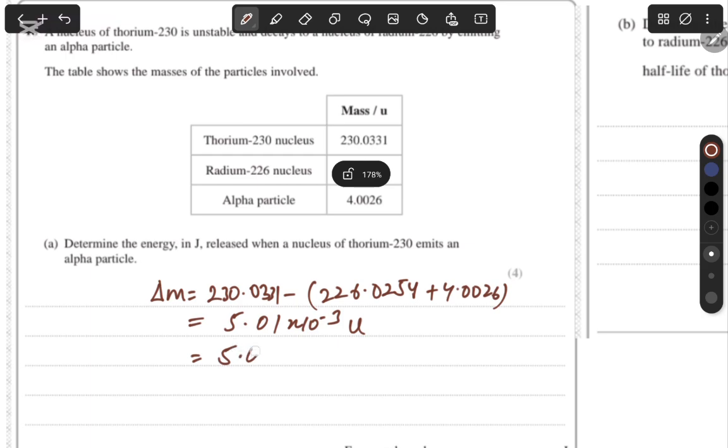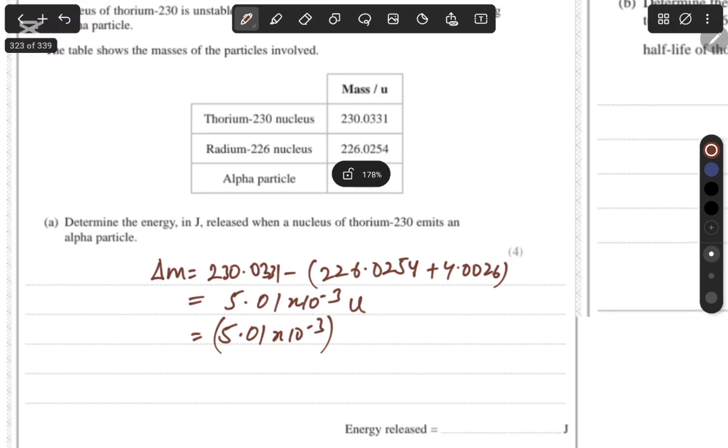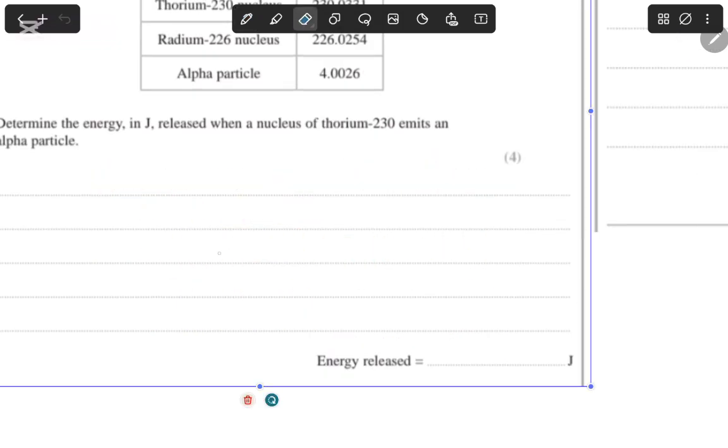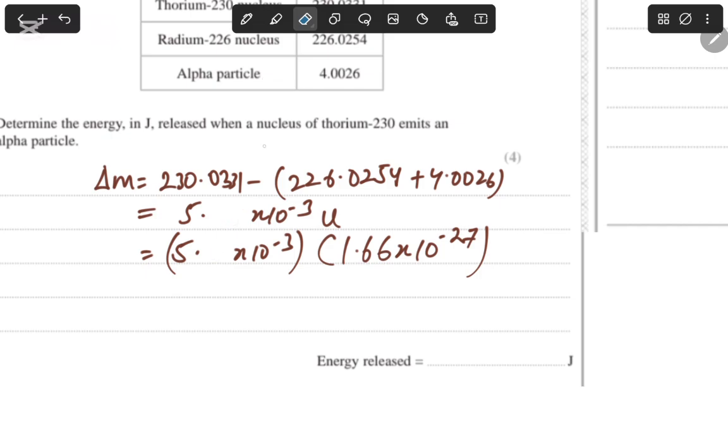Now we know U is the atomic mass unit. So we're going to plug the value in for that, 1.66 times 10 to the power of minus 27. That's going to give us the mass in kg. I made a mistake with the calculator, it's just 5.1. Okay.